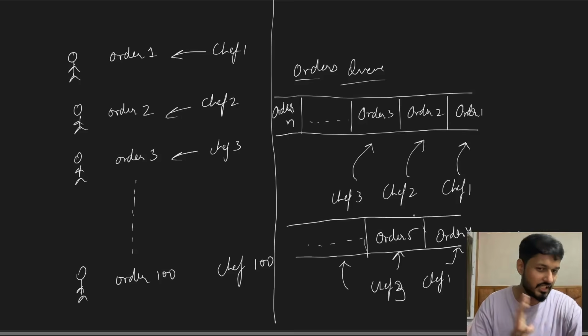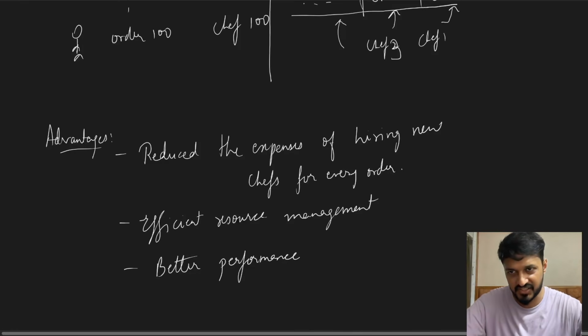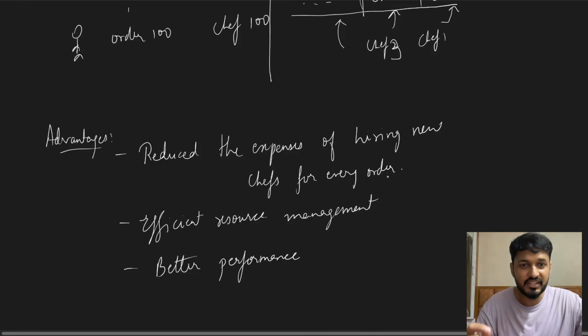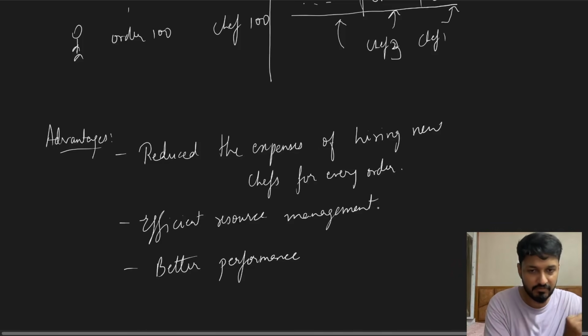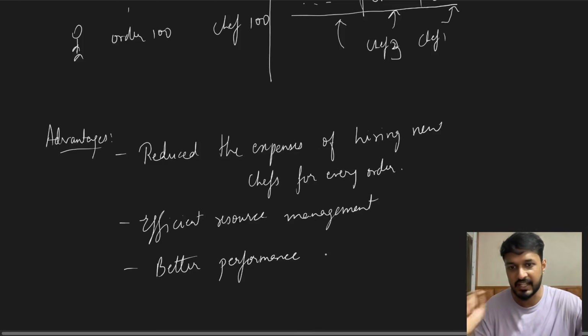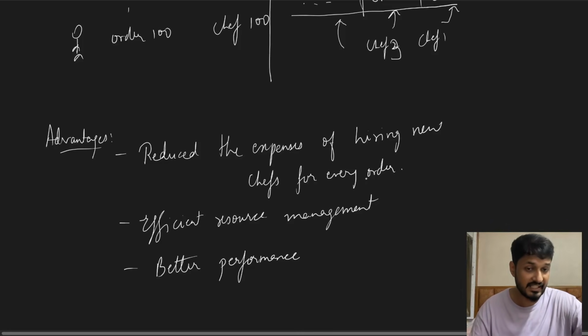We have achieved a lot of advantages. So what are the advantages? We have reduced the expenses of hiring new chefs for every order, right? Because now the number of chefs is limited to only 3. We have also done efficient resource management by hiring a fixed number of chefs and creating an order queue, right? And overall, by these two, we get better performance for our restaurant, right? We get our orders prepared using less money. It is less expensive, right? Instead of hiring 100 chefs, we have hired only 3 chefs and maintained a nice queue, right?